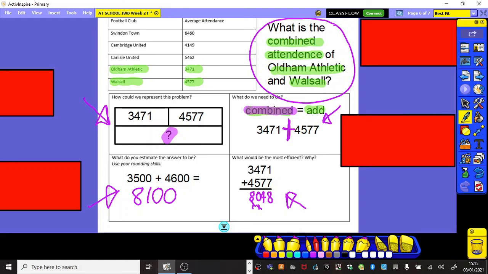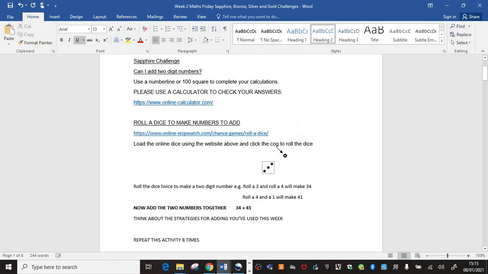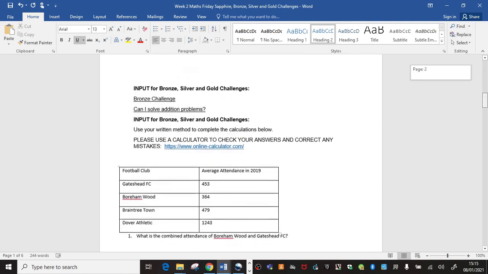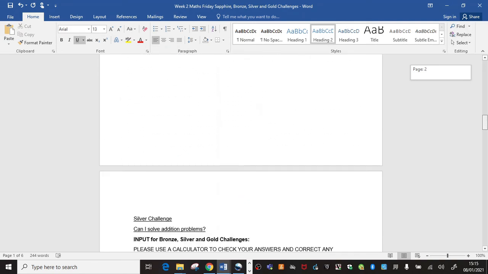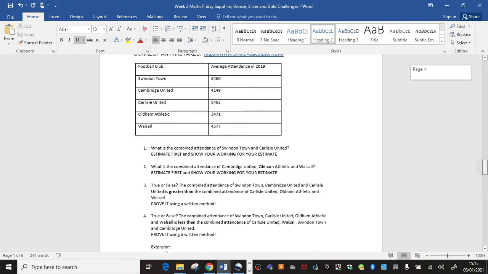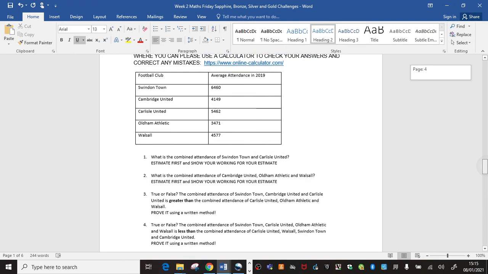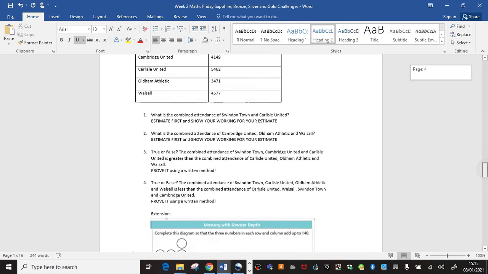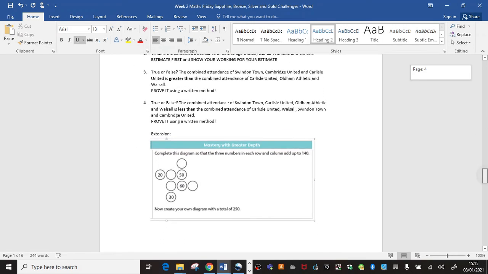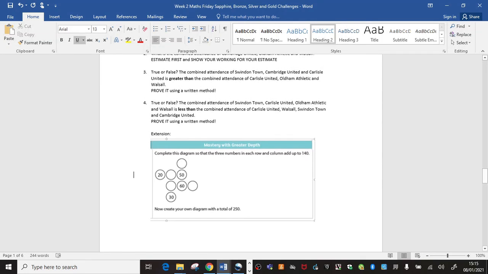So good luck with your problems today. If I pull them up very quickly, then I can show you that the bronze and silver challenge and the gold challenge have similar things to do. However, you've got differentiated numbers and differentiated questions. And there is a little challenge that anyone could have a go at today, just around the end of the week. So well done with all your hard work on your maths this week.